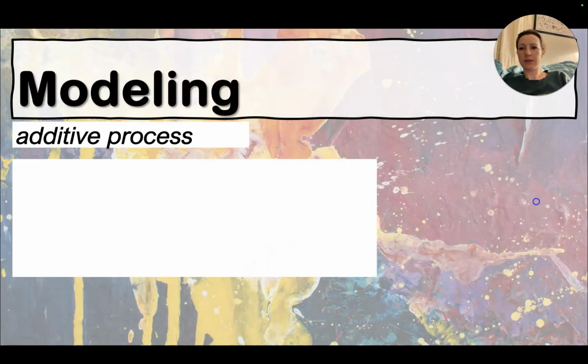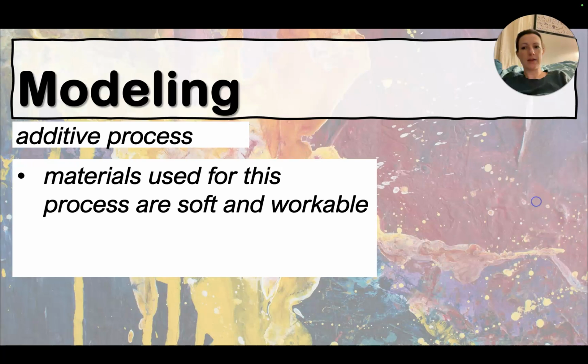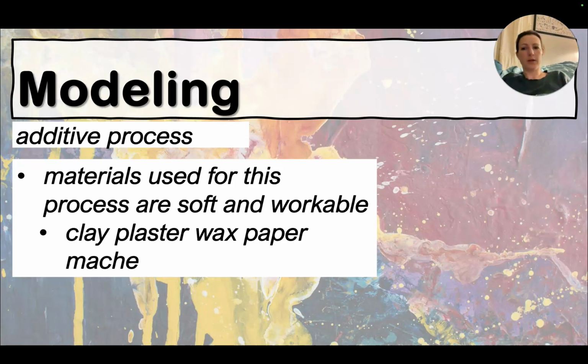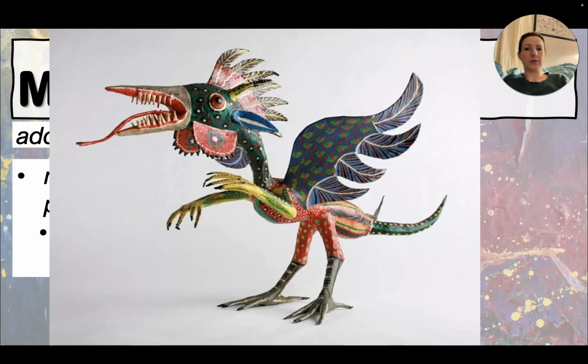Next is modeling. Modeling is an additive process. These types of materials are soft and workable. Think about clay; you're adding when you're creating a clay sculpture. You can use plaster to make an additive type of sculpture. Wax, papier-mâché. Here's an example of a folk art sculpture made out of papier-mâché, where you're adding to create it.